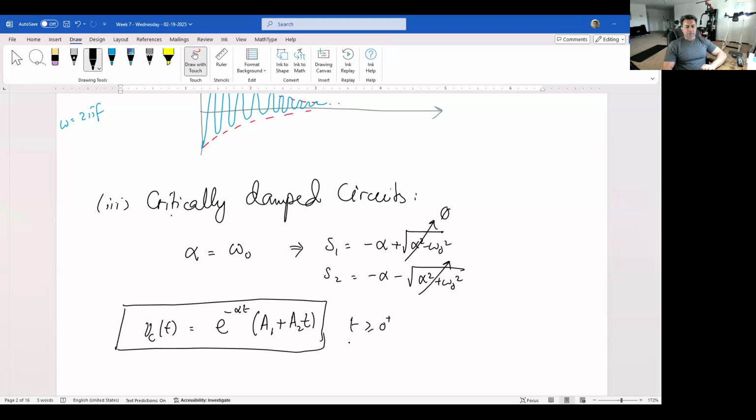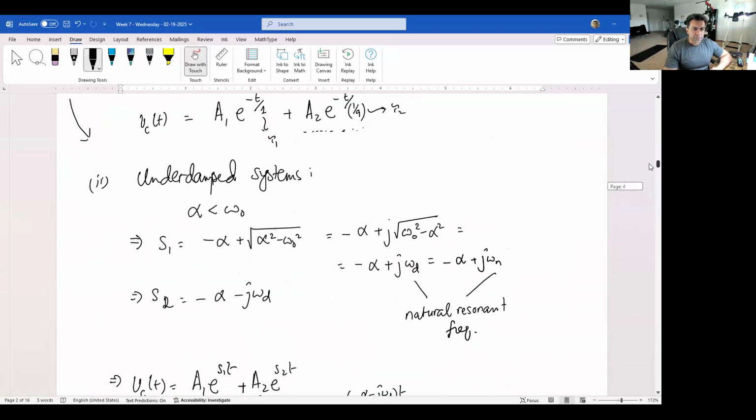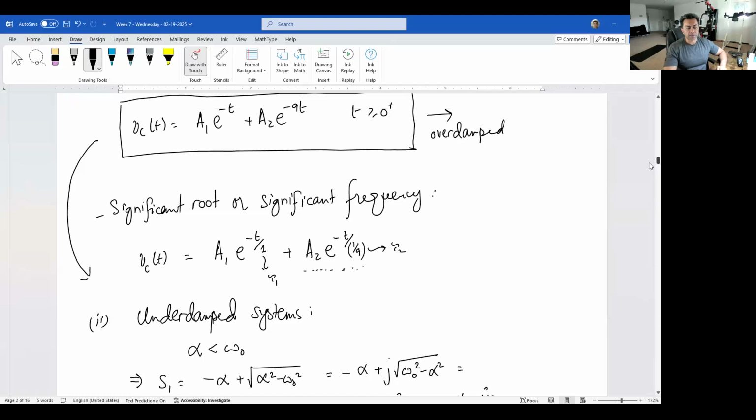E to the power negative alpha t, where alpha is the Napier frequency, times A1 plus A2t, which is a linear function. So it's going to be a linearly decaying exponential curve. These are the three types of systems that you are going to see for the second order RLC circuit, whether they are connected in parallel or connected in series.